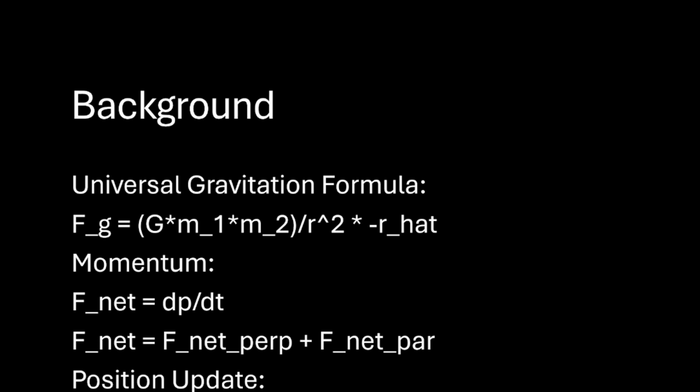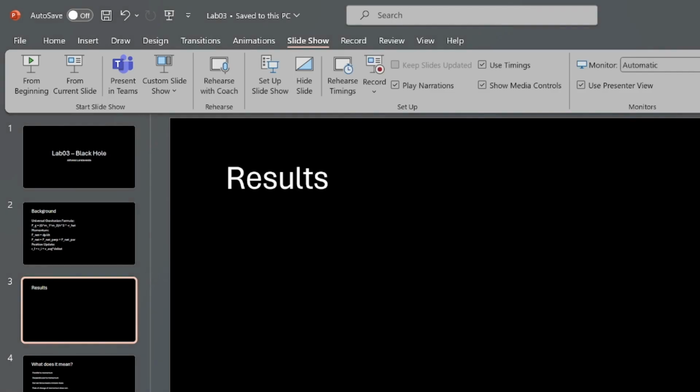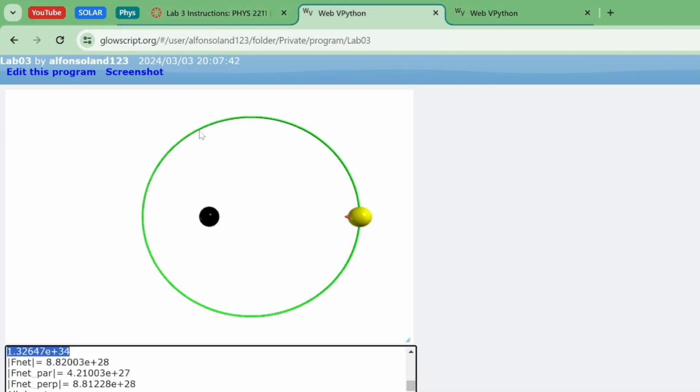And then position update, that's easy. r_f equals r_i plus average velocity times change in time. That's what we'll be needing to use for the spaceship and such. Okay, so now let's get into some results, which would be our Chrome tabs.